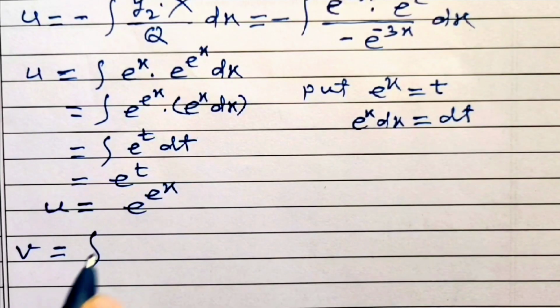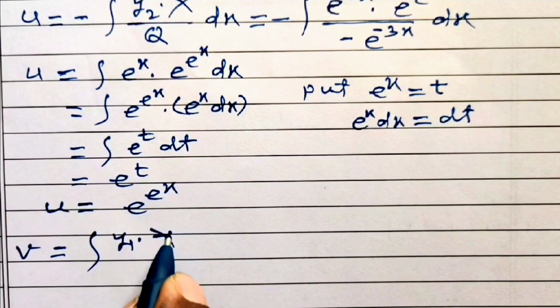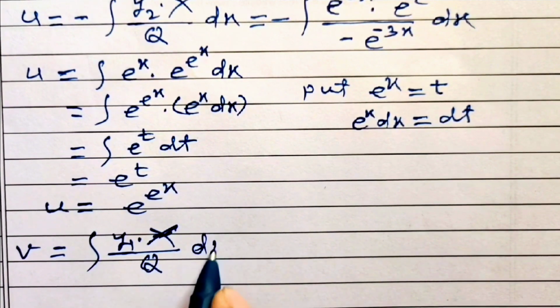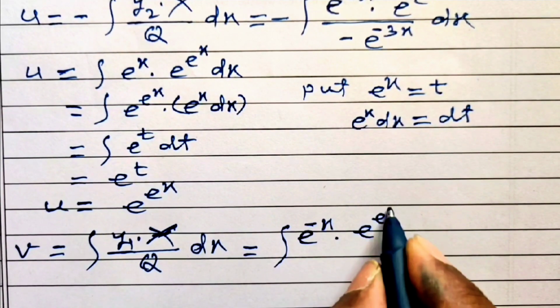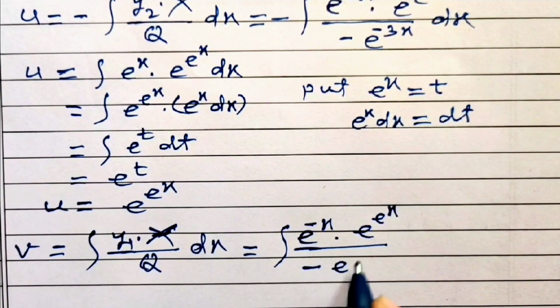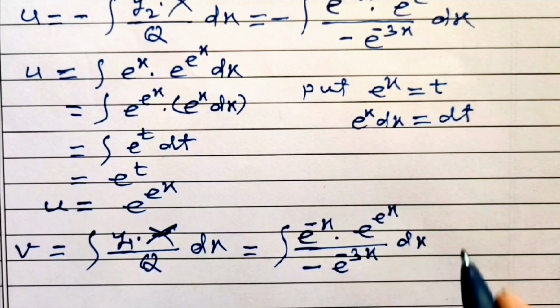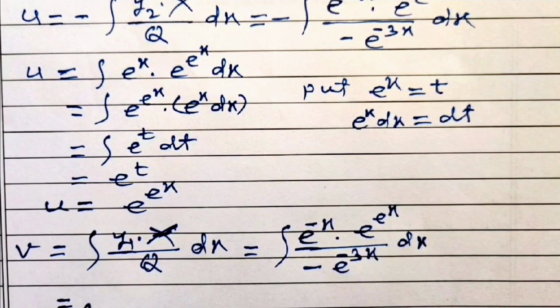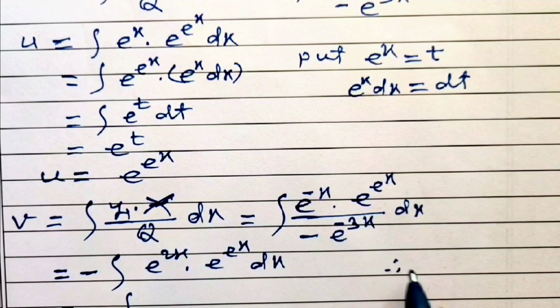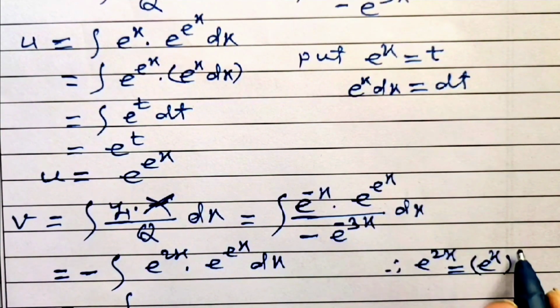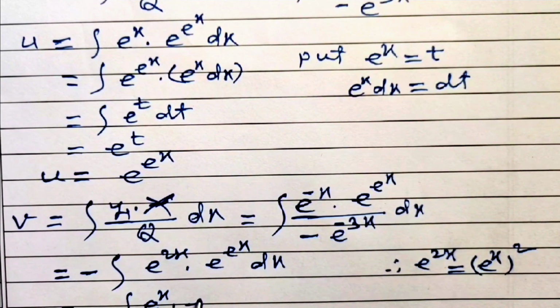v is equal to integral of y1 into capital X divided by Q, integral with respect to x. So y1 is e to the power minus x into e to the power x divided by minus e to the power minus 3x, integral with respect to x. Simplify this. This is equal to minus integral of e to the power 2x into e to the power x dx. Again simplify, minus integral of e to the power 2x can be written as e to the power x its square. So e to the power x into e to the power x into e to the power x dx.